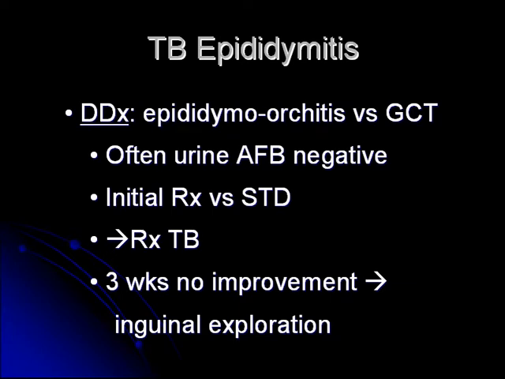When you're looking at a mass in the scrotum, the differential always includes a malignancy, and because we're dealing with men in the 20 to 40 age group, there's always a risk that it could be a sexually transmitted disease. So in areas where it's endemic, physicians will treat this initially with antibiotics against gonococcus and chlamydia, and if it doesn't respond, they switch over to anti-tubercular treatment. If this doesn't respond after 3 weeks, then they carry out an inguinal exploration, presuming that it's a malignancy.